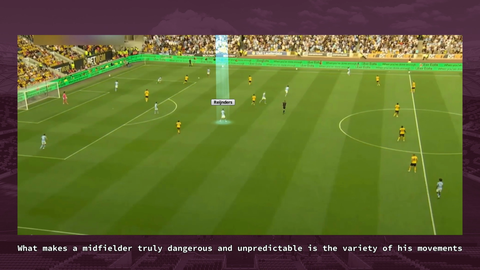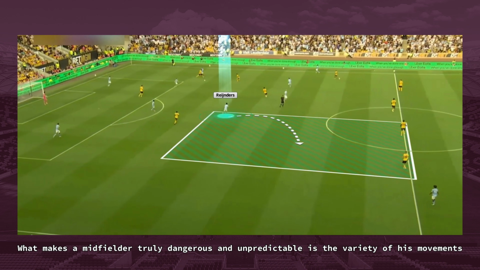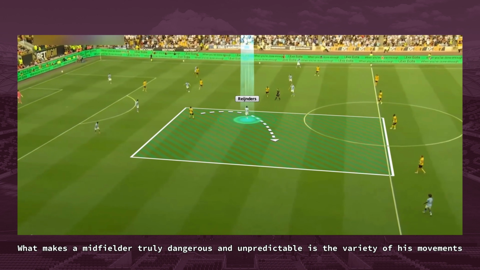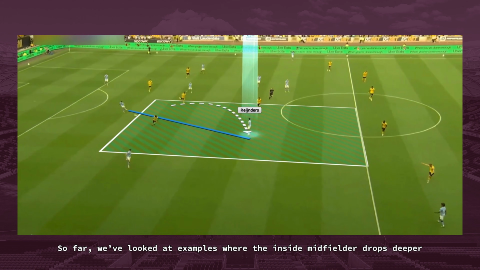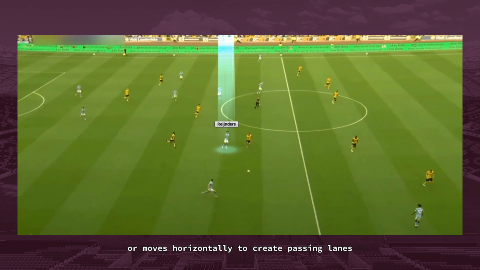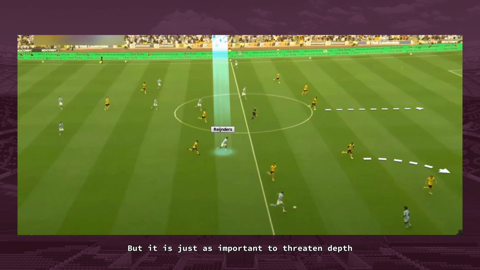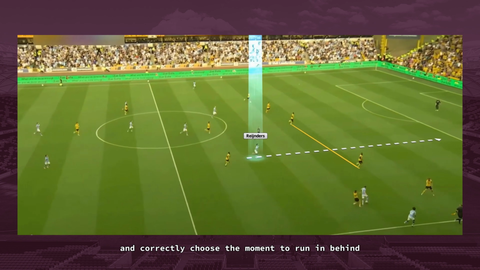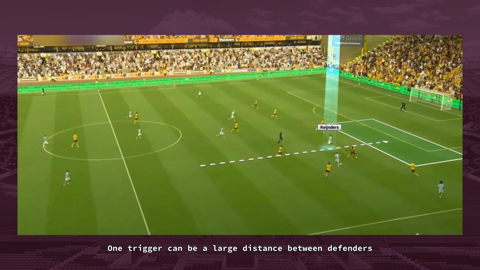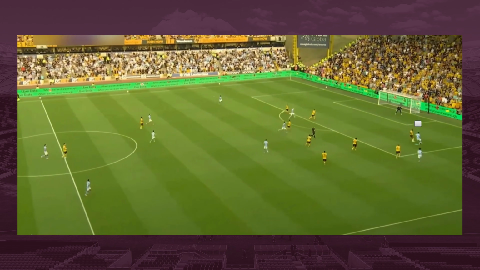What makes a midfielder truly dangerous and unpredictable is the variety of his movements. So far we've looked at examples where the inside midfielder drops deeper or moves horizontally to create passing lanes. But it is just as important to threaten depth and correctly choose the moment to run in behind. One trigger can be a large distance between defenders.